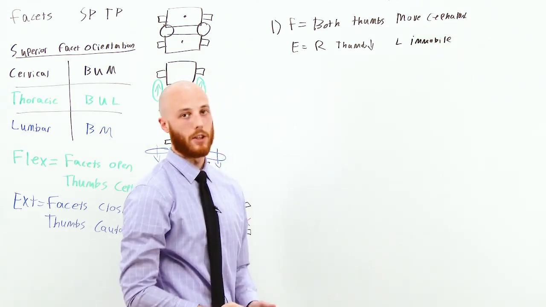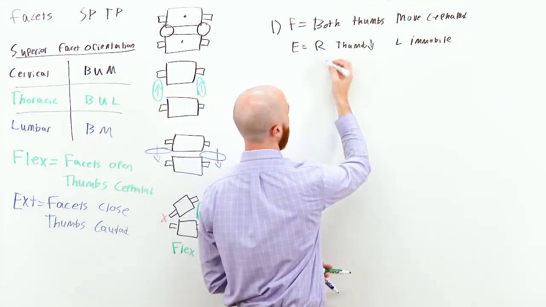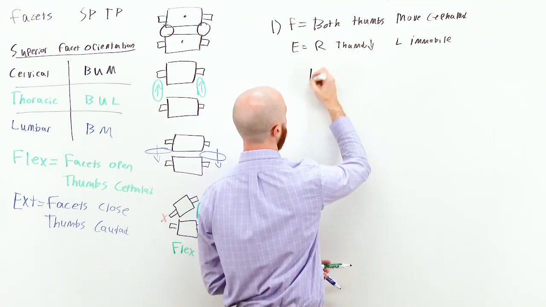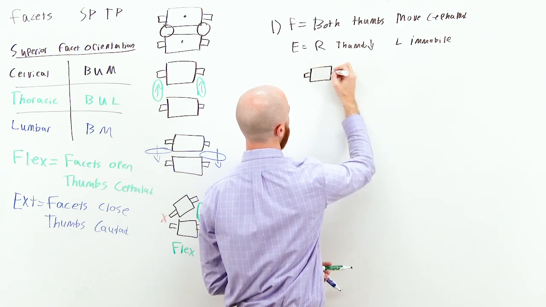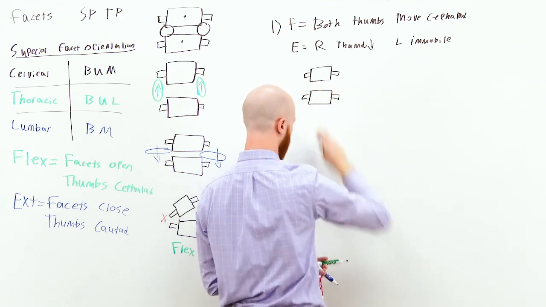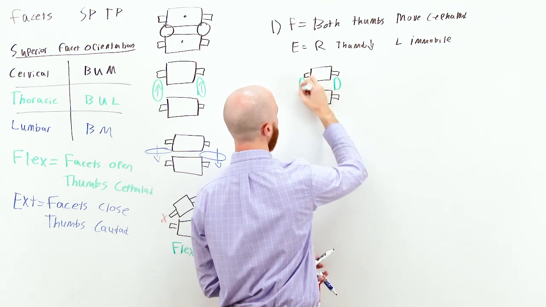So what's the dysfunction? The way that I like to do it is I draw this out. So during flexion, both thumbs move cephalad. So it will look something like this. Both facets open normally like they should.